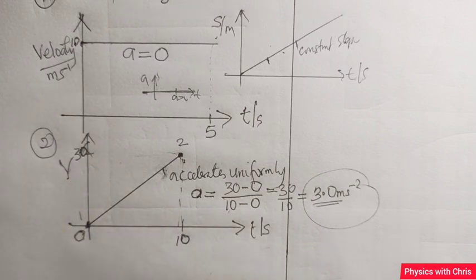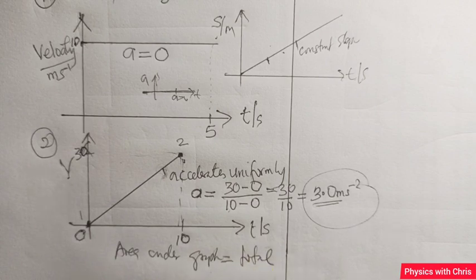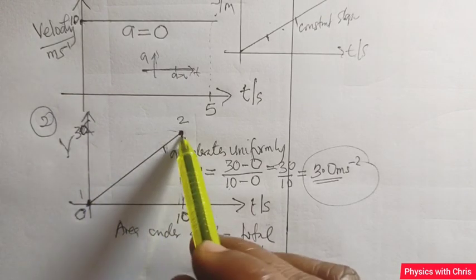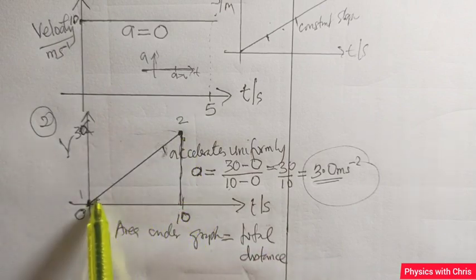Okay, and the area under this graph represents the total distance covered. I said that before in one of my video lessons. The total distance covered is determined from the area under the graph, and that is the area bounded by this graph line, then this vertical line, which we call the ordinate, and the time axis. So this has the shape of a triangle.